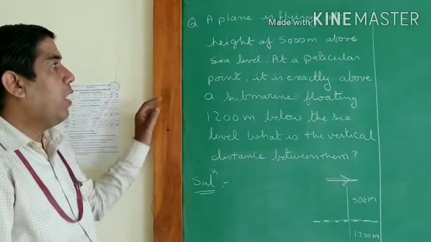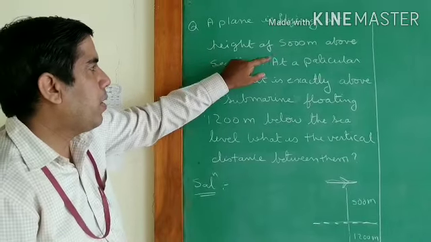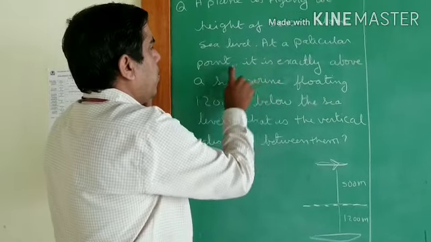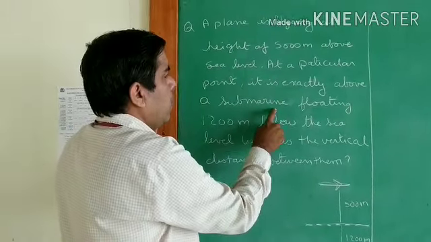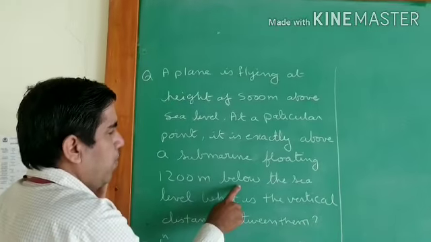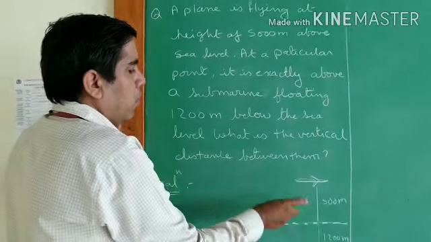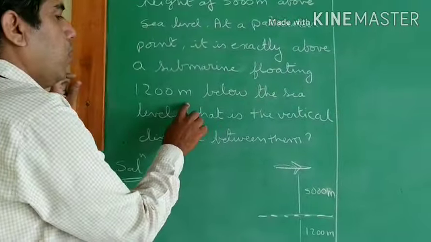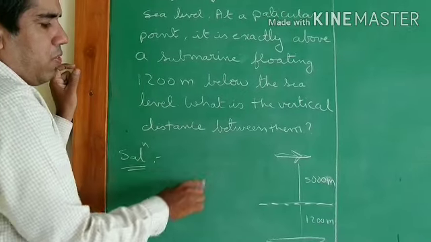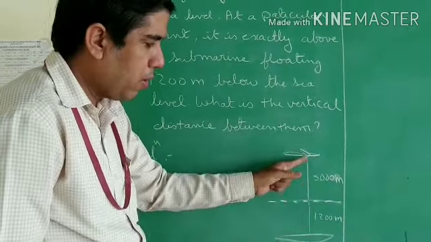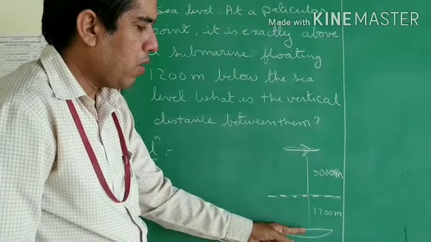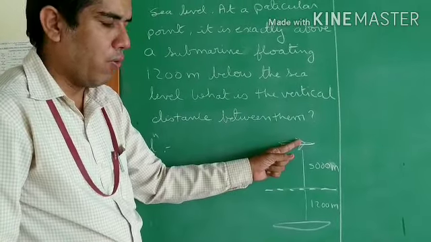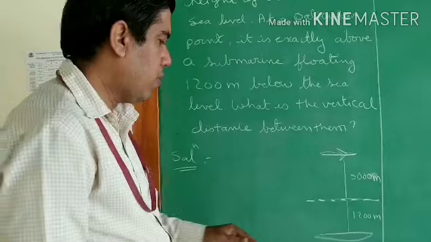A plane is flying at a height of 5,000 meters above sea level. At a particular point, it is exactly above a submarine floating 1200 meters below the sea level. What is the vertical distance? Vertical means this straight vertical distance between them. It is 1200 meters below and the plane is 5,000 meters above. So we have to find this.